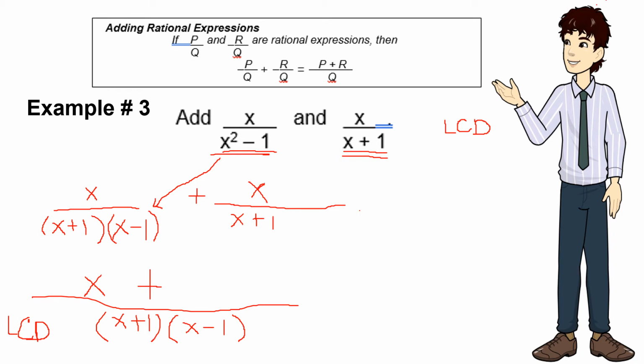Okay, plus, we have second addend natin, x over x plus 1. So, hindi natin isasama yung denominator na x plus 1 sa ating LCD. So, i-multiply natin yung ating x sa x minus 1. Again, dahil ang denominator ng ating second addend ay x plus 1, automatic yung wala sa LCD, i-multiply natin sa numerator.